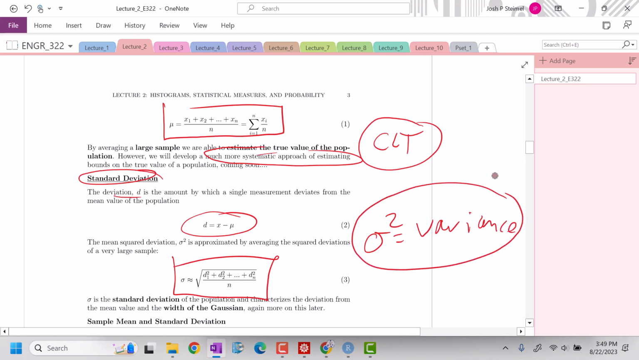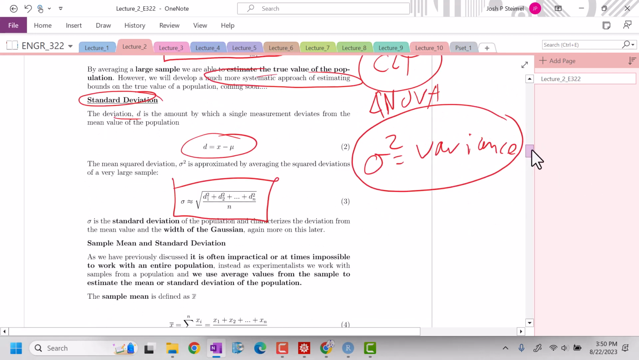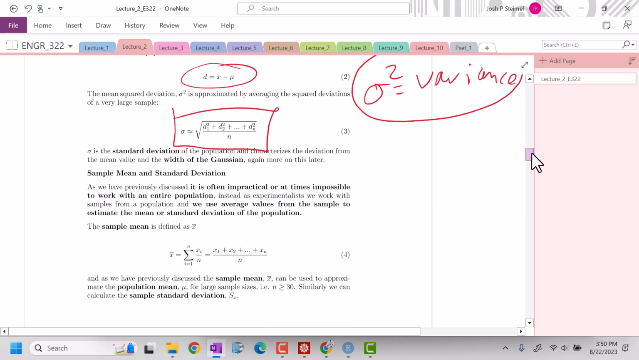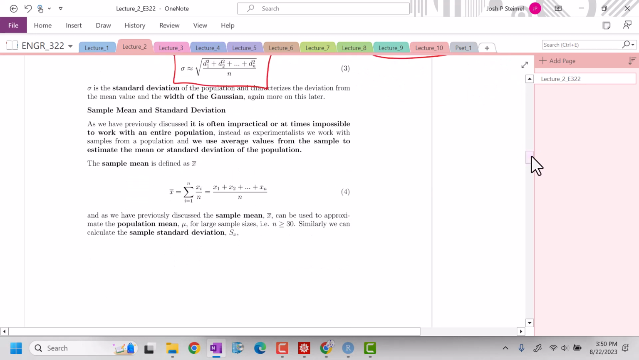We're actually going to get into ANOVA analysis, which is analysis of variance. But again, if you have the standard deviation, you can calculate those values. So these are the two key parameters, especially when we start to talk about Gaussian distributions and things of that nature. This is all the population mean and the population standard deviation.